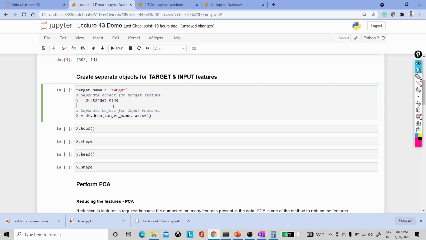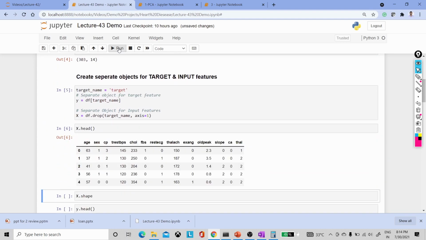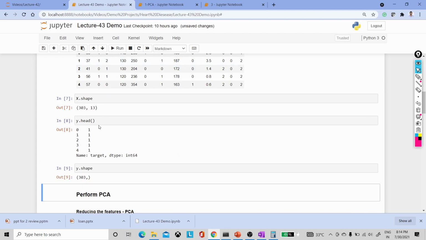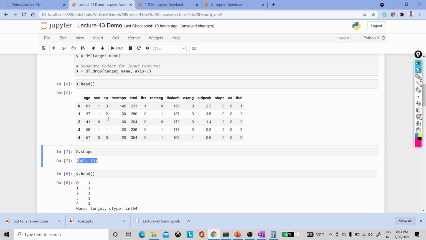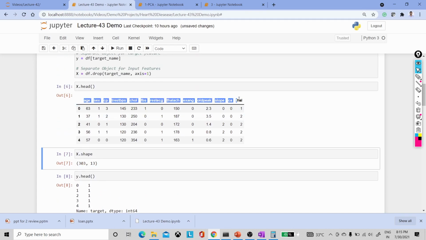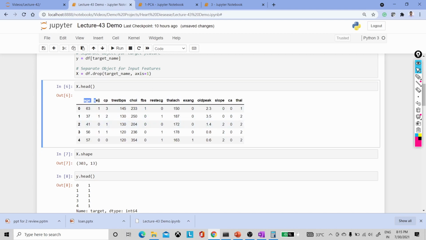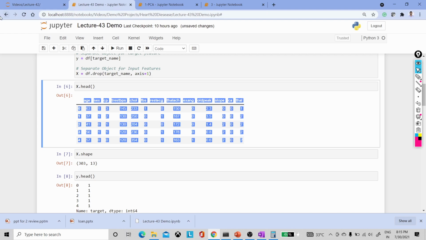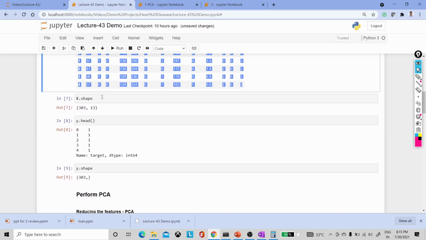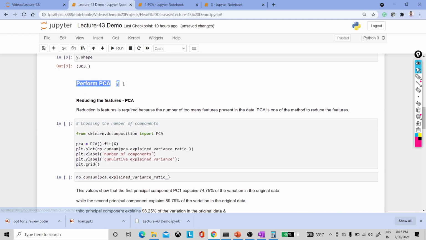So what I am doing here is separating my data into independent variables and a dependent variable. My independent variables will be only 13. So this is only the independent data. I need to apply the PCA only on the independent variables, not on the target variable. So here I am performing the PCA.